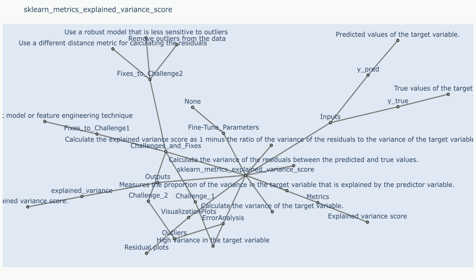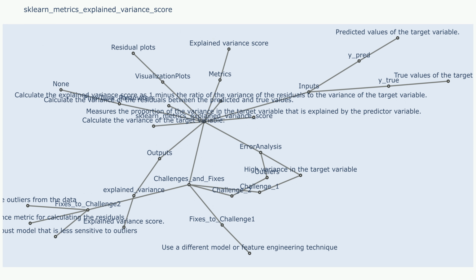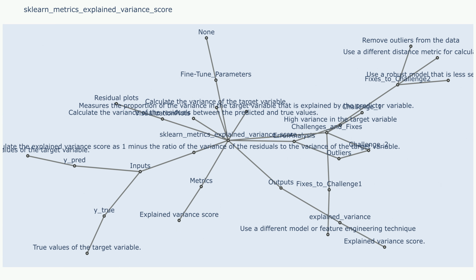Challenge 2: if the model is overfitting the data, the explained variance score might be high on the training data but low on unseen data, indicating that the model is not generalizing well. Sample use case that resulted in Challenge 2: a complex model with many features trained on a small data set.